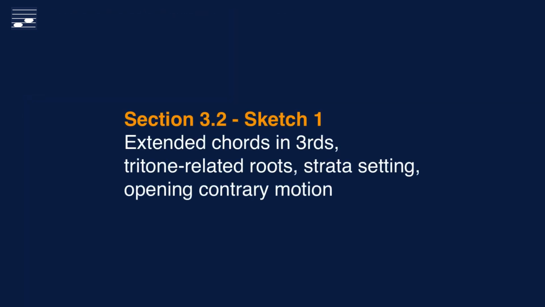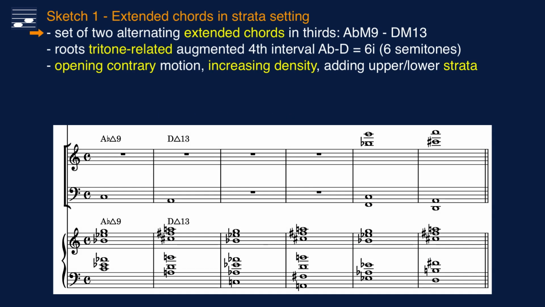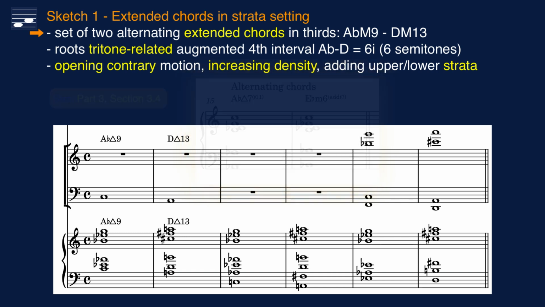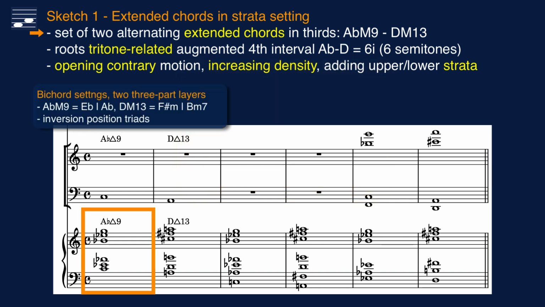I will take you through a set of sketches of the closing section, most of which ended up on Oblivion Road. Remember how I sketched sets of alternating extended chords in part 3. One of these included the A-flat major 9 chord, and that returned here as the first chord in an early sketch, set as bichord, E-flat major over F minor triad, in 2 3-part layers, with inversion position triads.